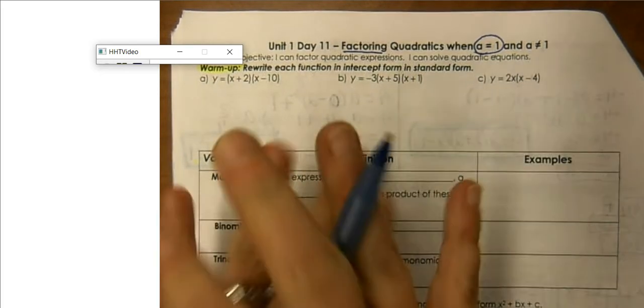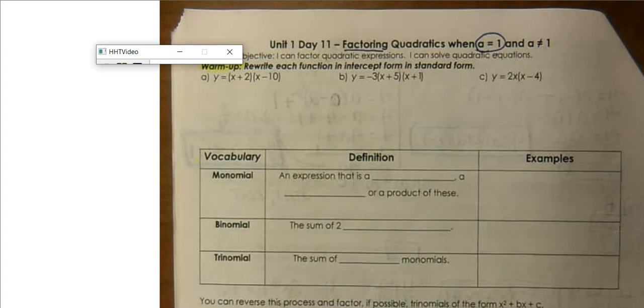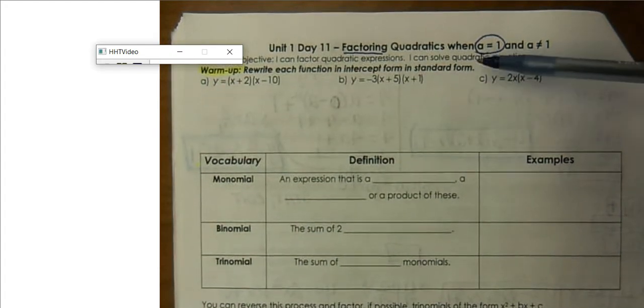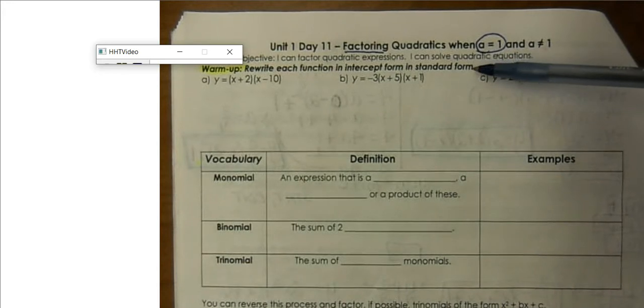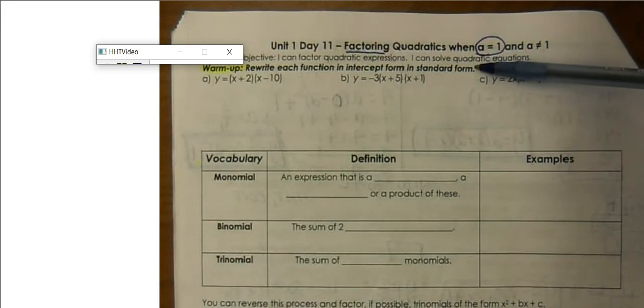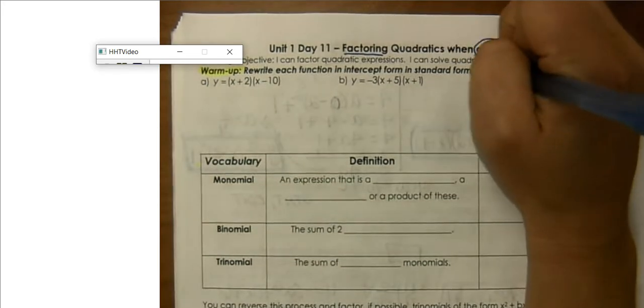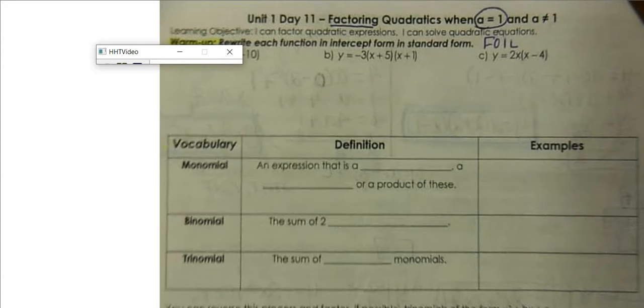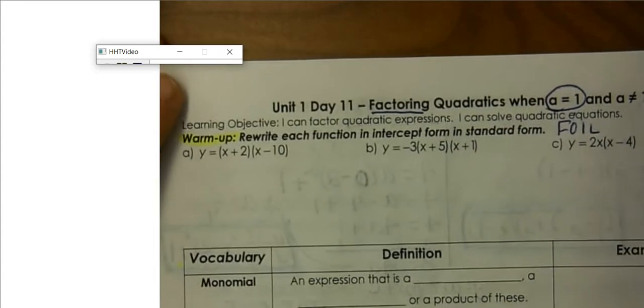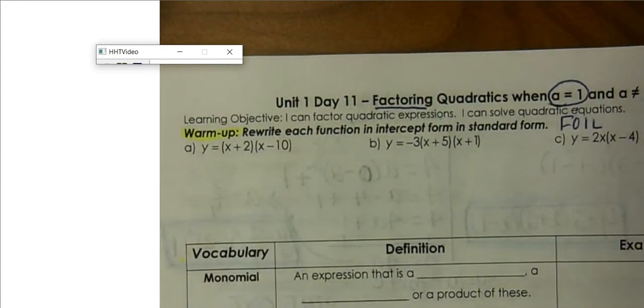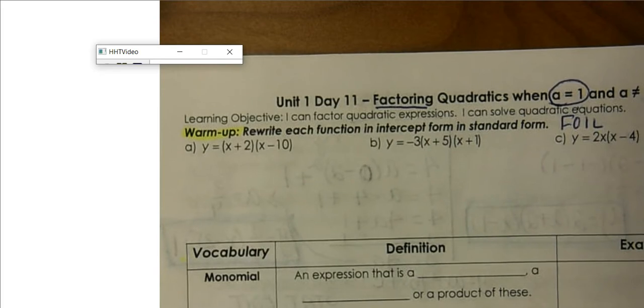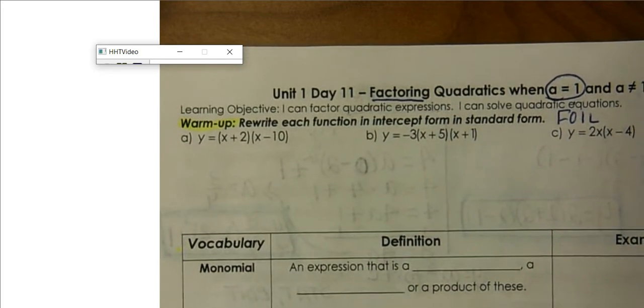So before we get started, I would like you guys to please go ahead and complete this warm-up. In this warm-up, we are going to rewrite each function from intercept form into standard form using a process called FOIL. FOIL means first, outside, inside, last, and that is the order in which I would like you to please go ahead and multiply the parentheses. When you have an answer, please go ahead and restart the video, and then we will see how well you did.